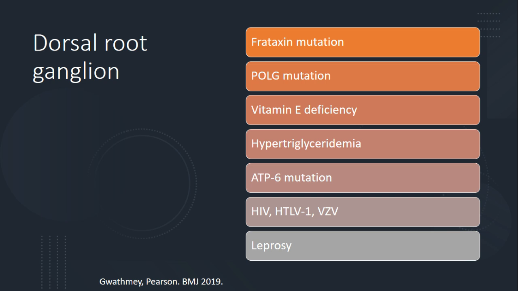So the particular testing that can be done if you're suspecting that is frataxin for Friedreich's ataxia, POLG mutation for mitochondrial disorder, vitamin E deficiency, acquired or genetic, hypertriglyceridemia, which could be acquired or genetic too, and AARS, again a mitochondrial disorder. But there are some infections as well, like HIV-1 and also HTLV-1. VZV and leprosy can also give you dorsal root ganglion predominant involvement, but as I said, there is many times overlap in the clinical setting.